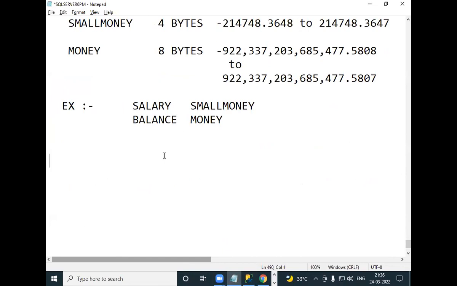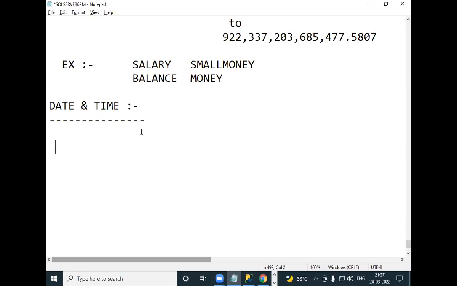Next one is date and time. For date and time in SQL Server, there are three data types. One is date, another is time, and another is datetime.